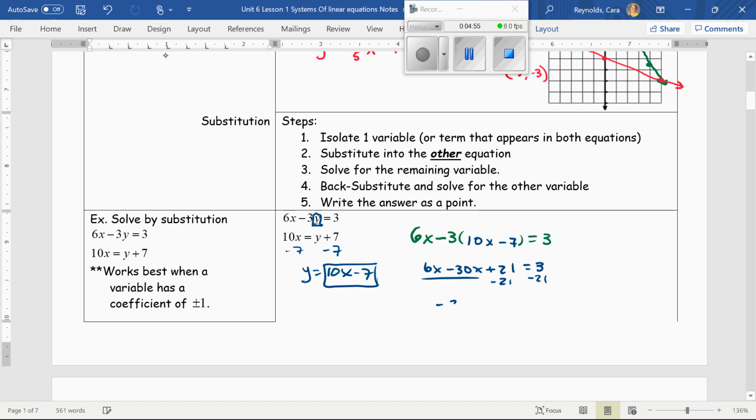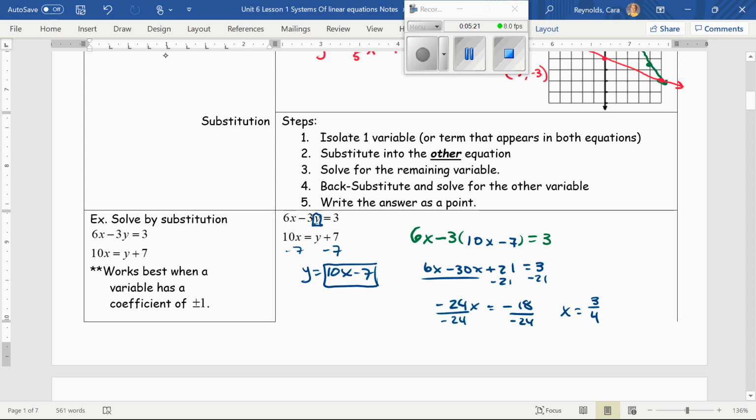So negative 24x equals negative 18, divide by negative 24, and x equals, both those reduced by negative 6, so 3 over 4, all right? Again, that would have been hard to see on a graph, which is why substitution works best here.